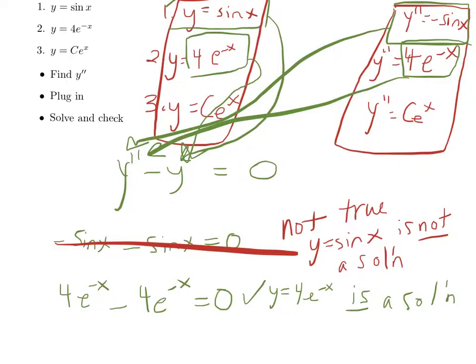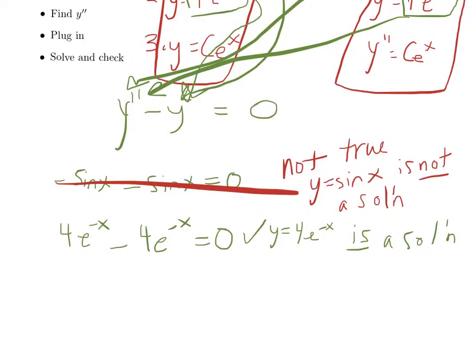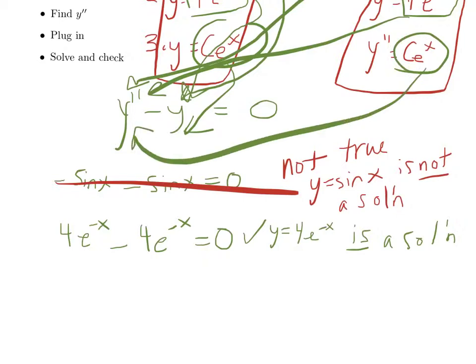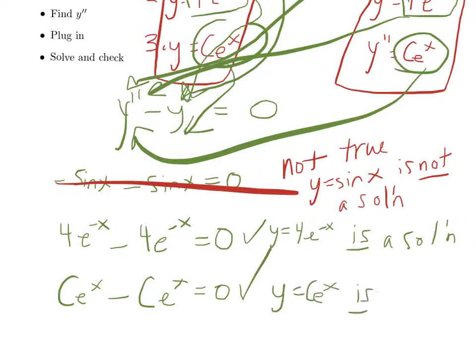And then the last one, y equals ce to the x, and plugging that in, this goes there, this goes there. So y double prime, ce to the x, minus y, ce to the x, equals 0. Is that true? Yes. So y equals ce to the x is a solution. Any questions on how to check if it's a solution?